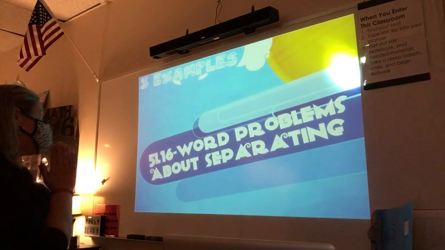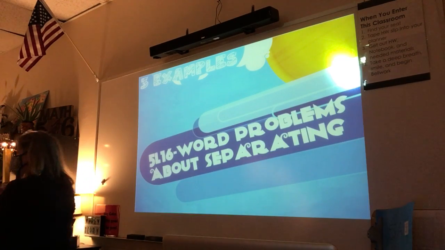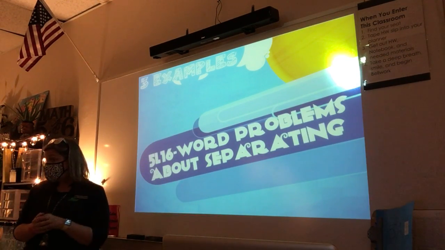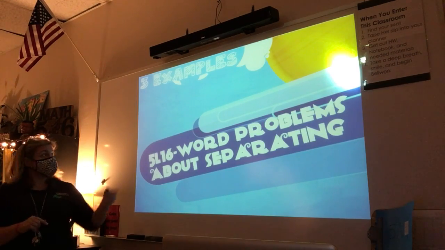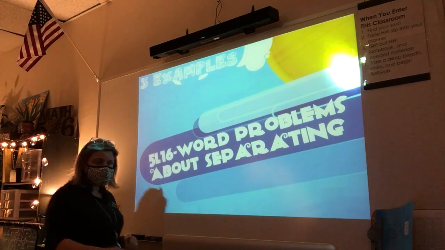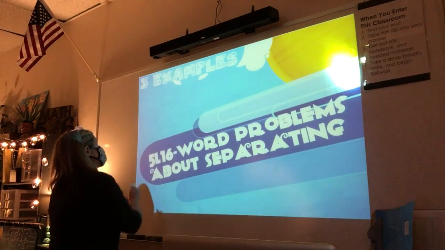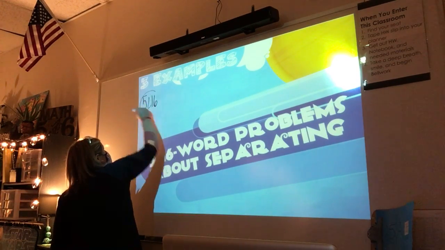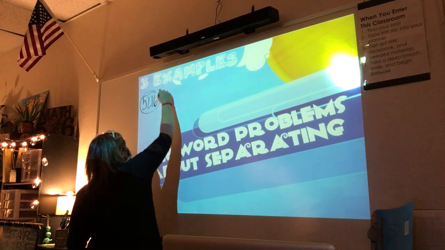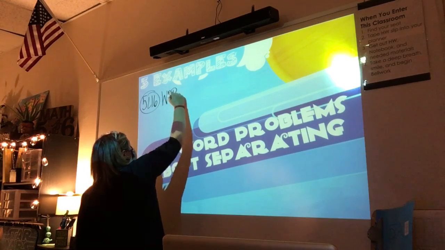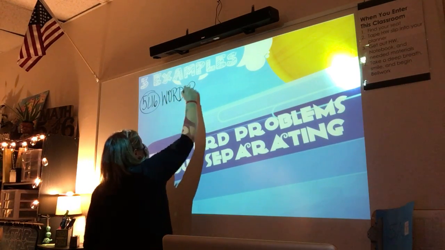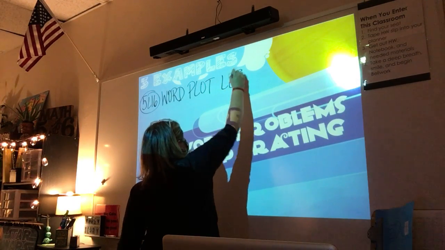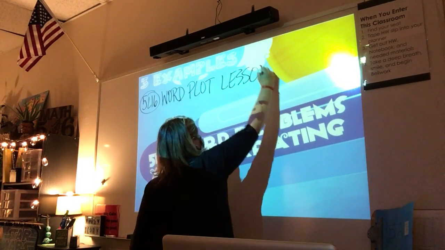Okay, so now, back to this. Today we're going to do 5L16, which is word problems about separating, okay? So on the top of that next page, we're going to write down 5L16. And we have 3 examples. So please write down 5L16. Write down word plot lesson. We're going to do this above each of the word plot lesson pages.